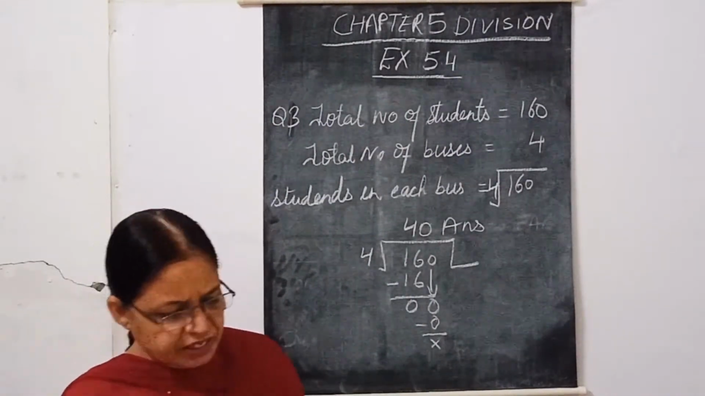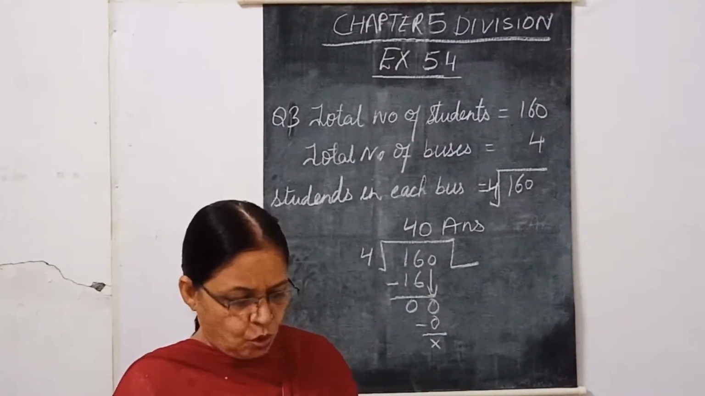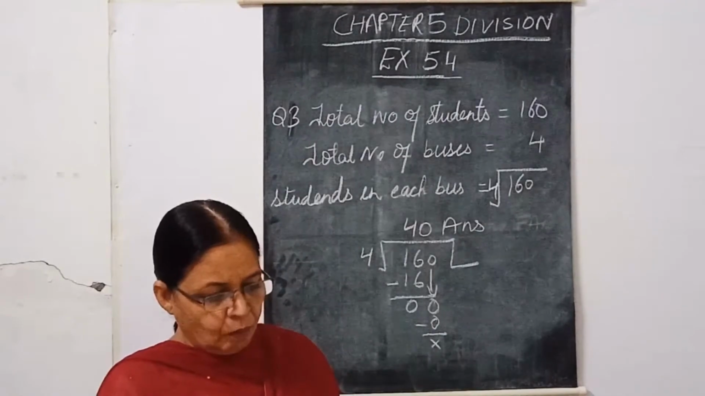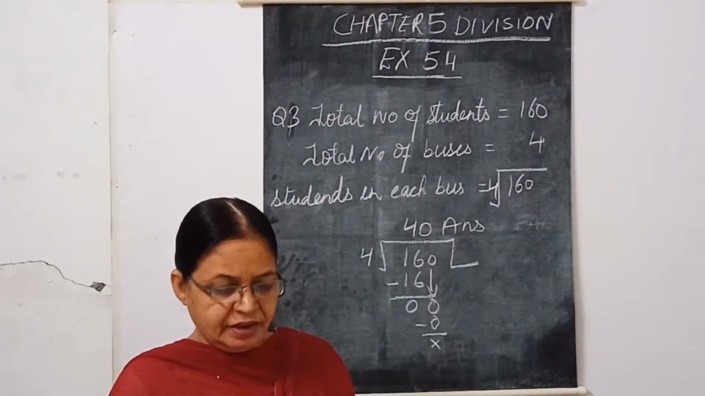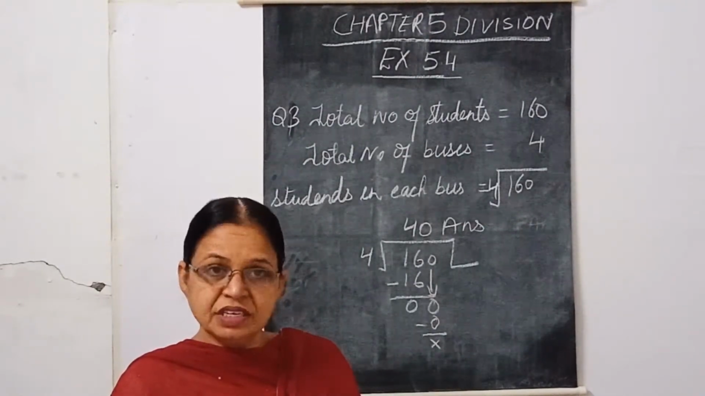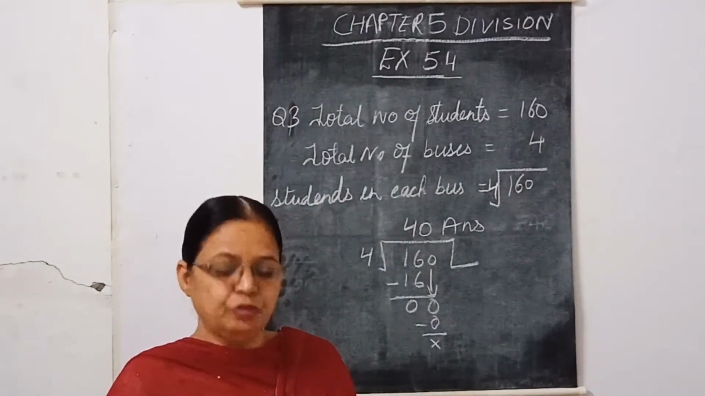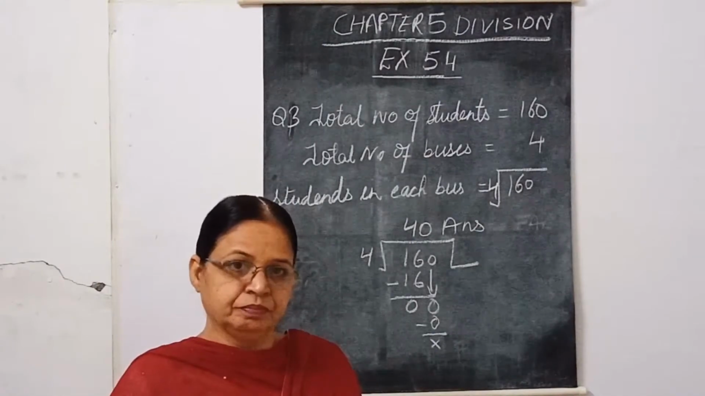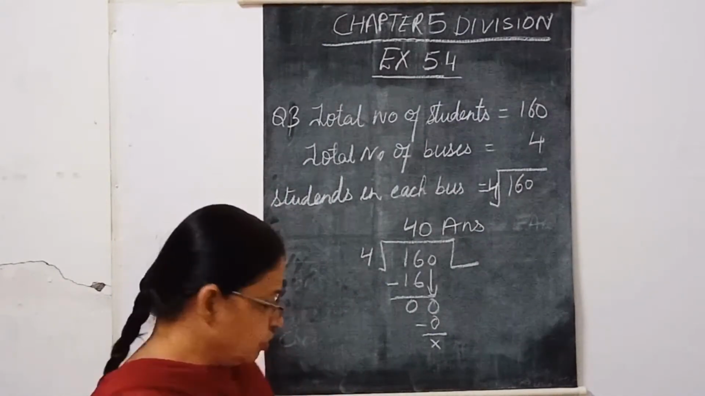9 audio CDs contain 189 songs with an equal number of songs in each. Now here, the total number of songs is 189. The total number of audio CDs is 9. And you have to find out how many songs are there in each CD. Okay. So this is also a sum of division only.